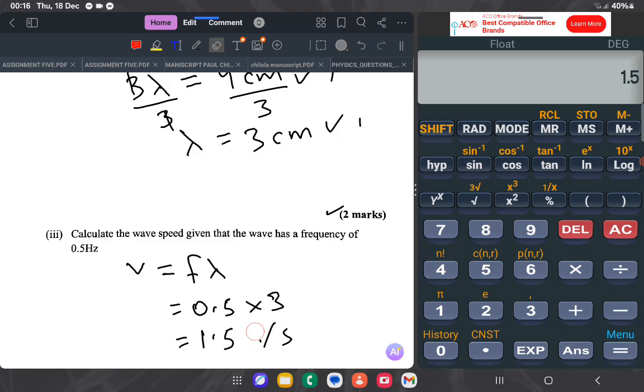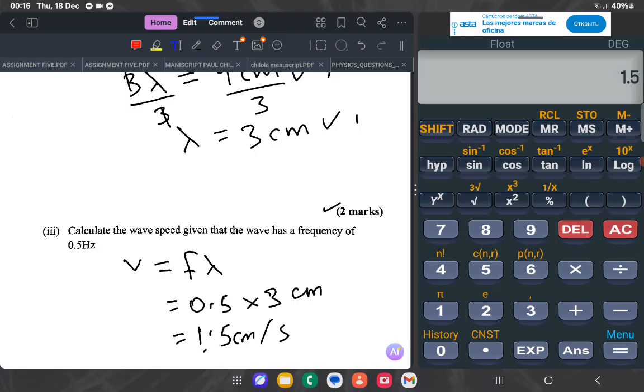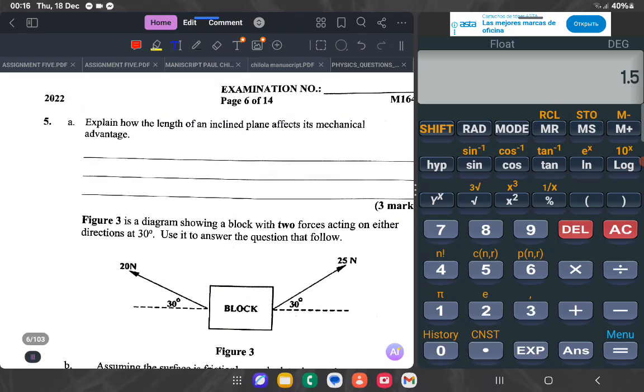By the way, this is supposed to be centimeters, because we're multiplying by the distance, the wavelength is in centimeters, so we have 0.5 times 3 centimeters, which is 1.5 centimeters per second. Yes, that's what we have. All right. Number 5.